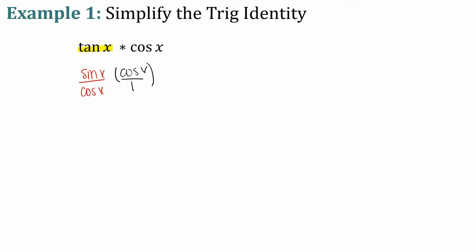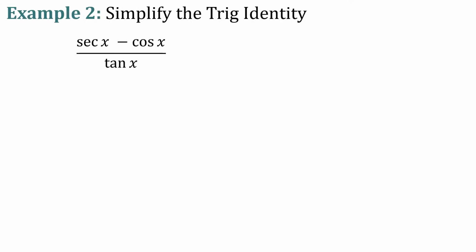All numbers that are not written as a fraction, we understand are over 1. So now we can simplify. We could rewrite this as sine x cosine x over cosine x. Or we could recognize that we have a cosine on the top and the bottom, meaning that they divide out. Either way, whether we do it in the first step or the second step, we realize that our cosines divide out, so we are left with sine x, which is as simple as this one goes.